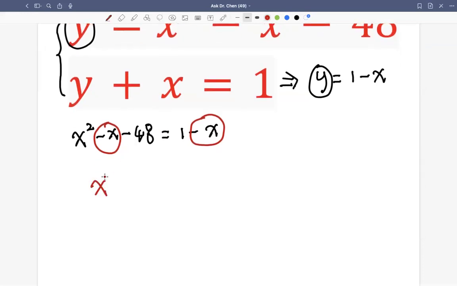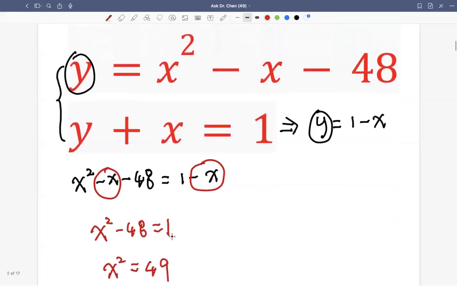So we're left with x squared minus 48 equals 1. Then we add 48 on both sides, get x squared equals 1 plus 48, which is 49. Then we square root both sides, you get x equals positive or negative 7, because 7 squared is 49. And that's it, let's check.